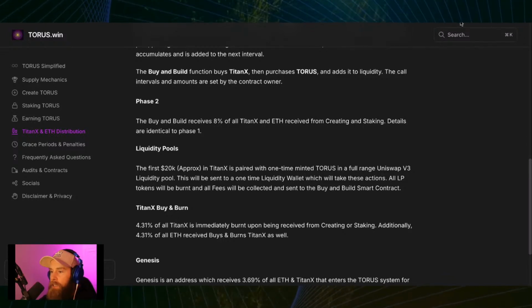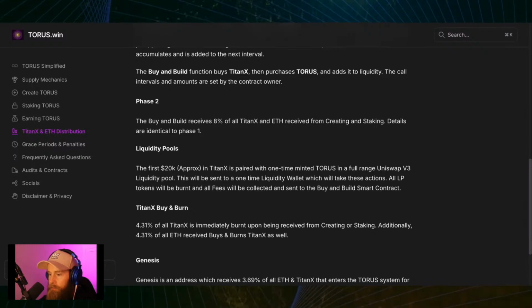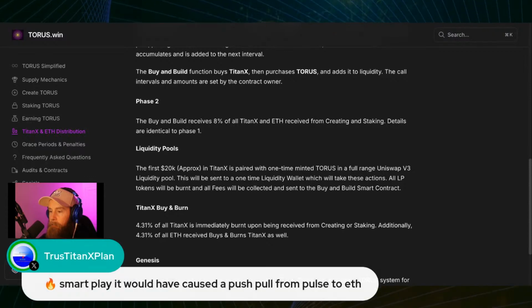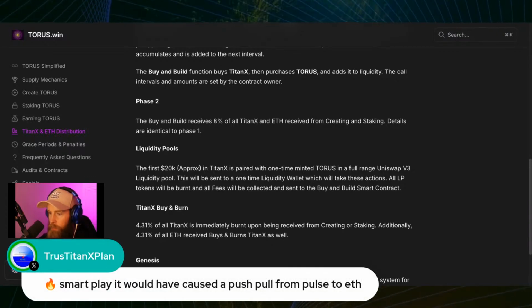So let me just go back to chat here, see how everyone's doing. Streamlines the whole process. Yeah, streamlines the whole process, but causes more longevity. Smart play would have caused a push-pull from Pulse to ETH.